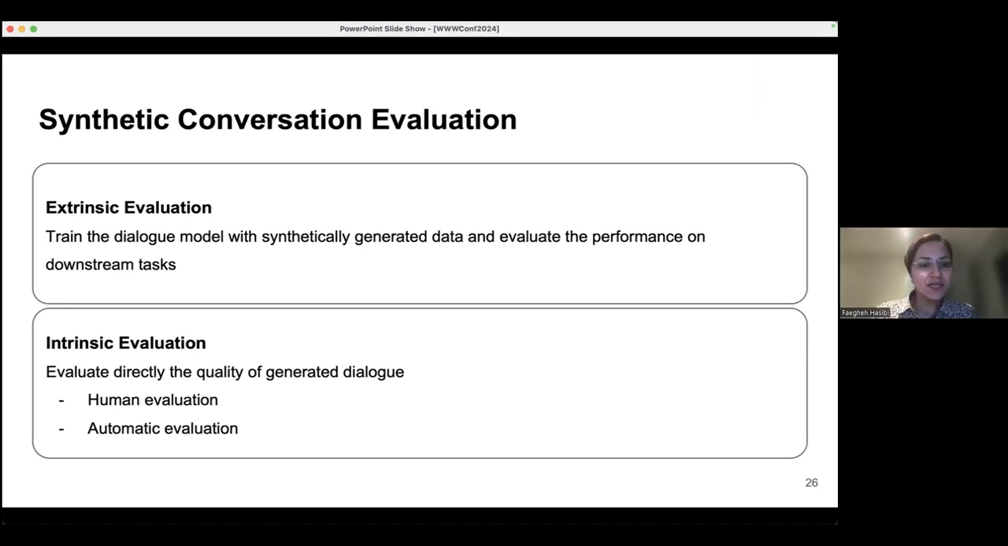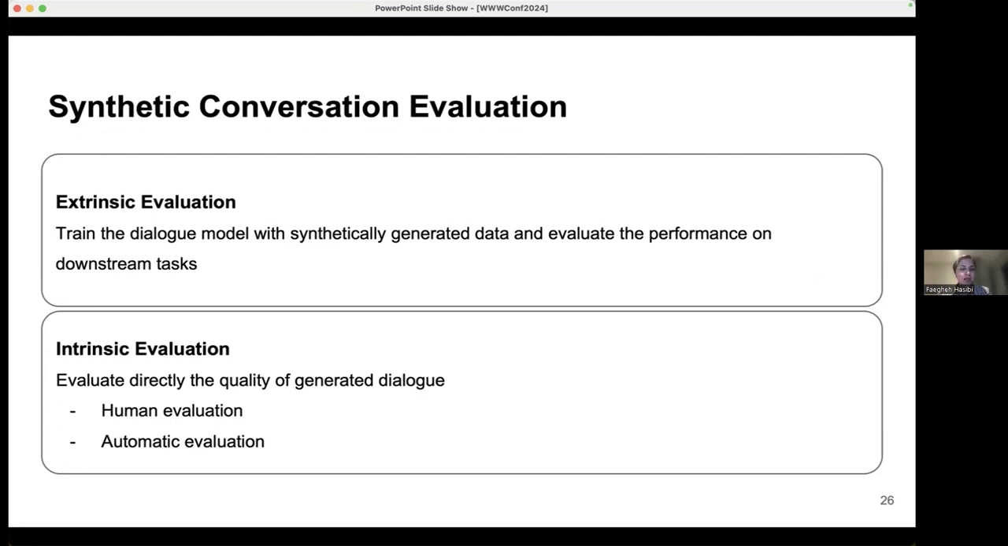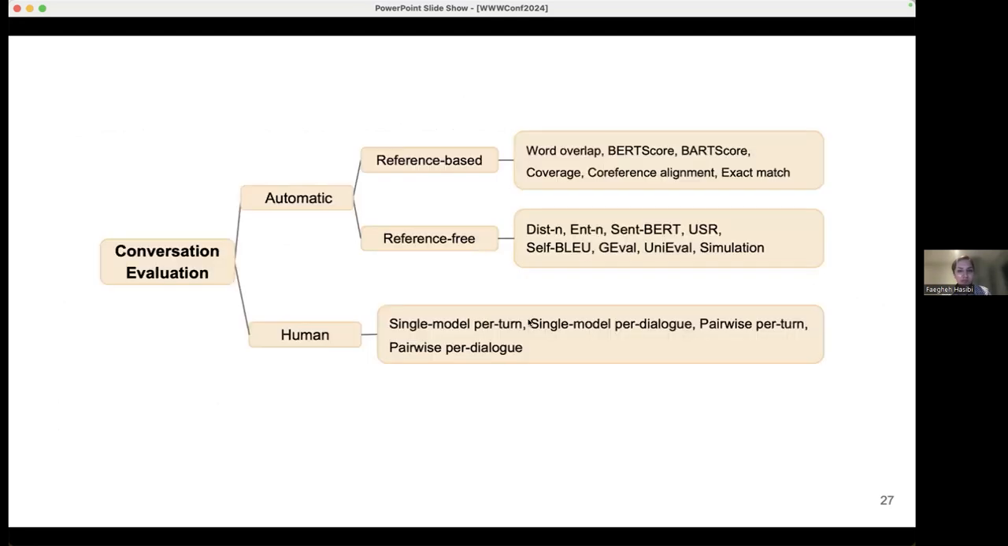So we have two methods, extrinsic and intrinsic evaluation. In the extrinsic evaluation, we want to train the dialogue model with the synthetically generated data, maybe part of it or all of it, and then evaluate the performance on the downstream tasks. The idea here is that the performance of these downstream tasks is a good indicator of the quality of the synthetically generated data. We can also do the evaluation directly on the conversation. This is called intrinsic evaluation. There are some metrics for evaluating generated conversation. These are either human evaluation methods or automatic evaluation methods.